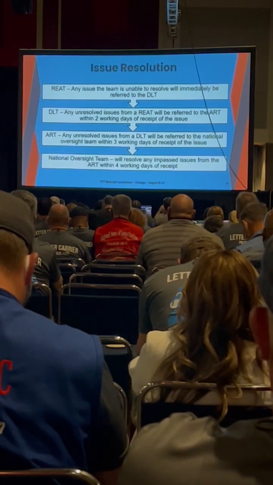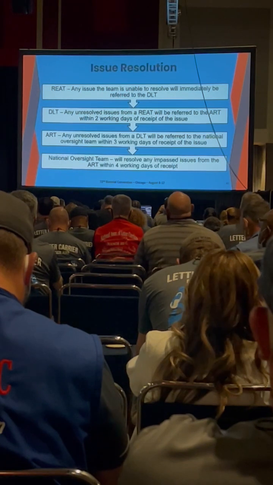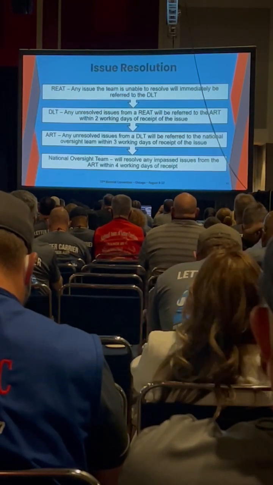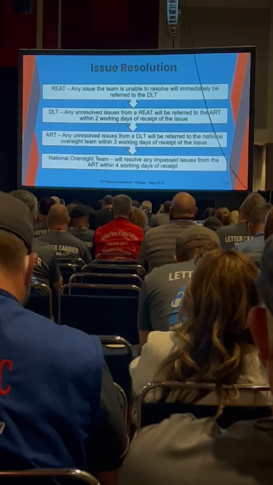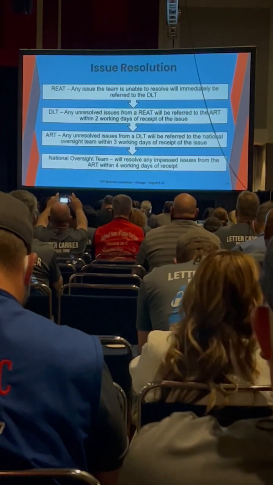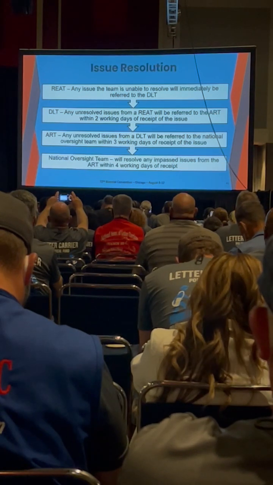If they can't resolve at that level, then the ARTs have 3 working days to get it to the National Oversight Team. So if the area regional teams aren't able to come to an agreement on whatever the issue is, they'll send it up to Bob and I, and then we've got 4 working days to make a decision.